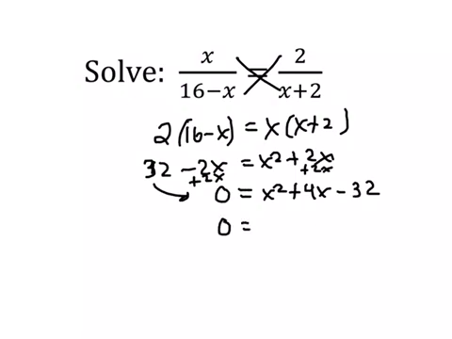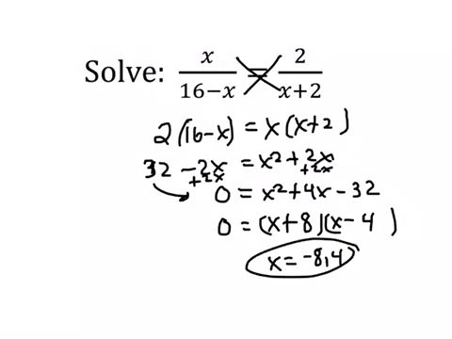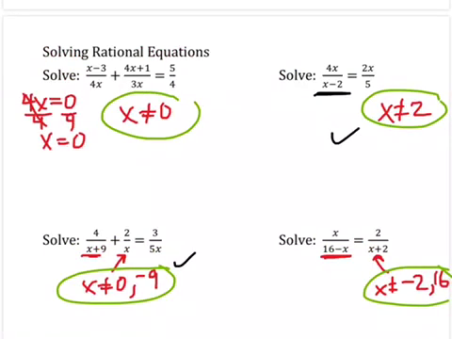All right, so my factoring, what multiplies to 32 and makes 4? Oh, we'll use 8 times 4, x plus 8 and x minus 4. So my answers are negative 8 and 4. Let's go back and check. That was not one of my excluded values, so we're good.